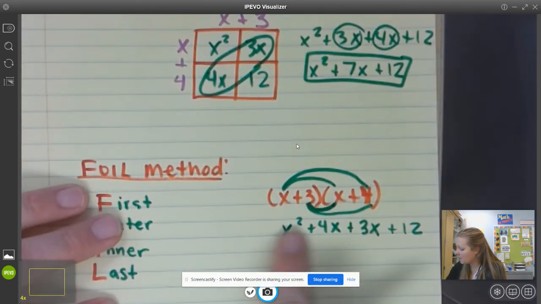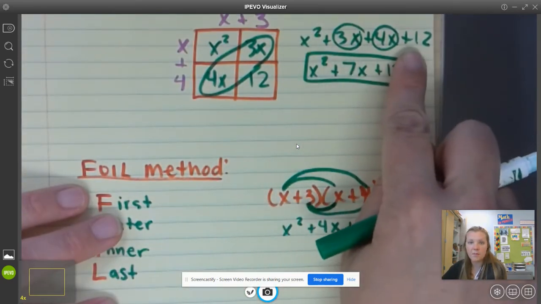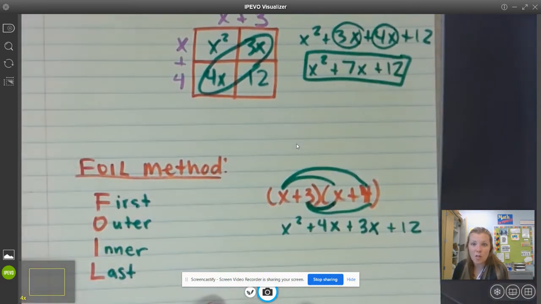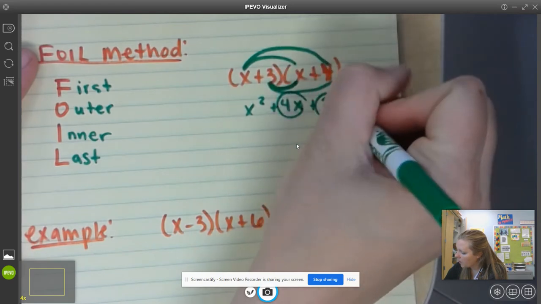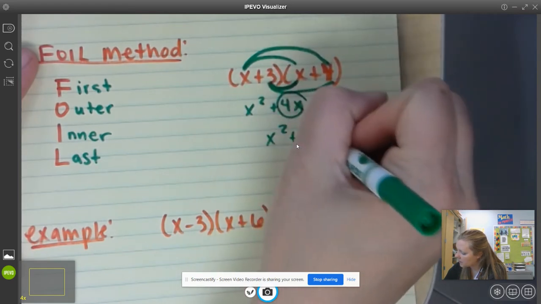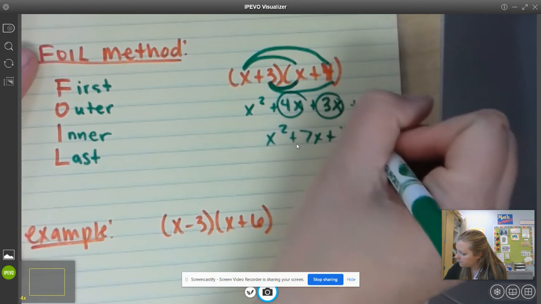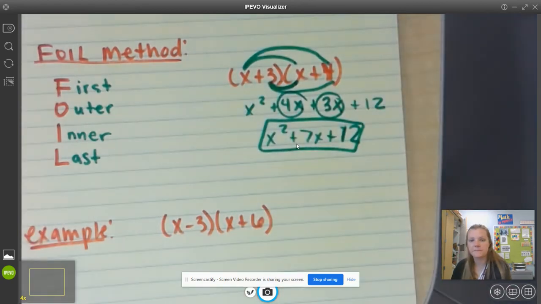Notice this is the same exact polynomial I got from the box method. I just didn't have to draw the box out. Again, you have to add the like terms. 4x and 3x is 7x. And that's my answer.